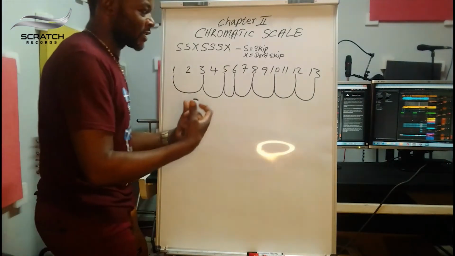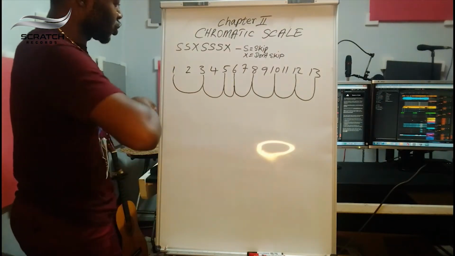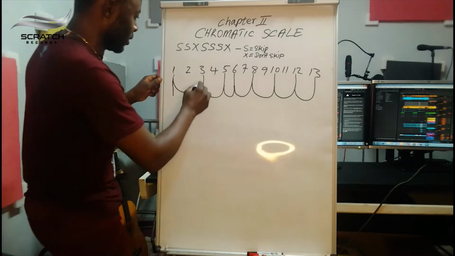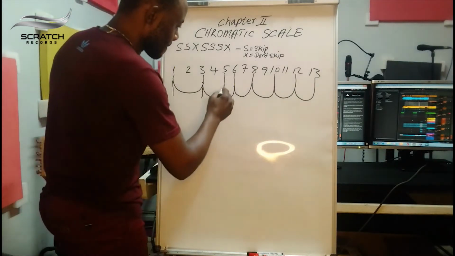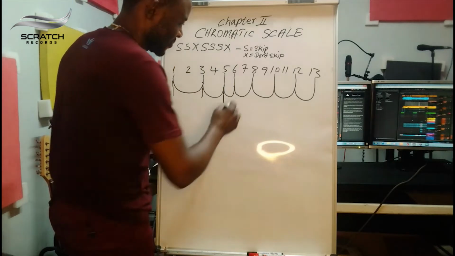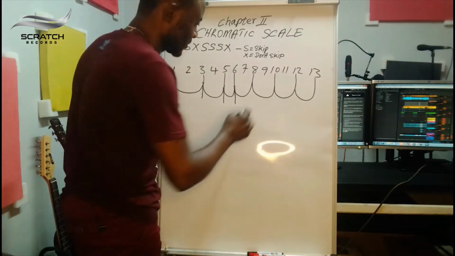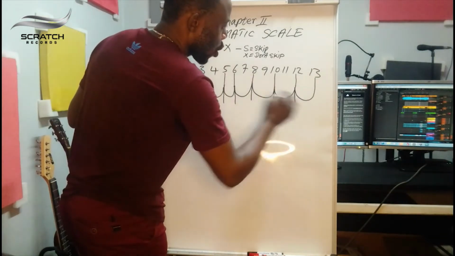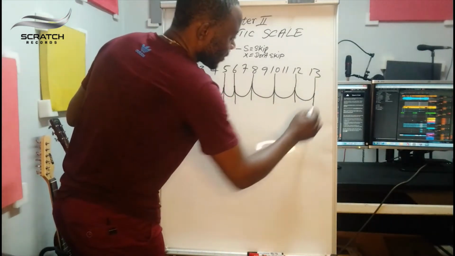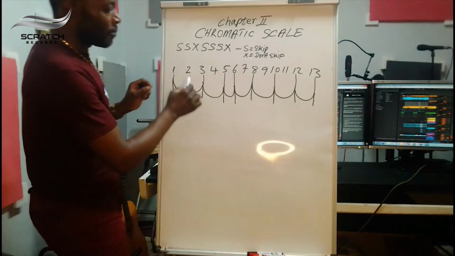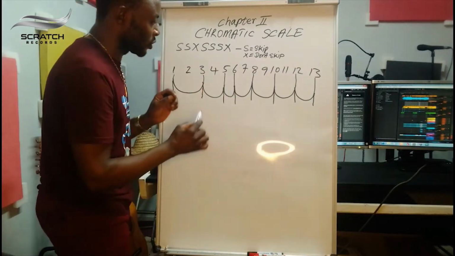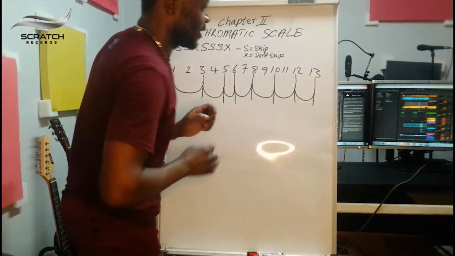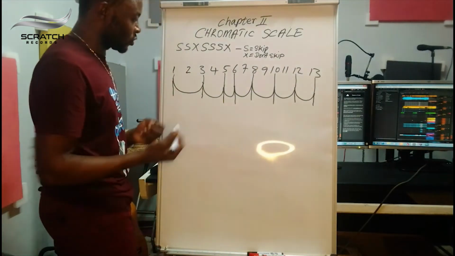But now, what is this formula going to give? The ones we have used are 1, 3, 5, 6, 8, 10, 12, and 13. If you see, there are some numbers we have not used, like 2, 4, 7, 9, and 11. But we'll come to that.